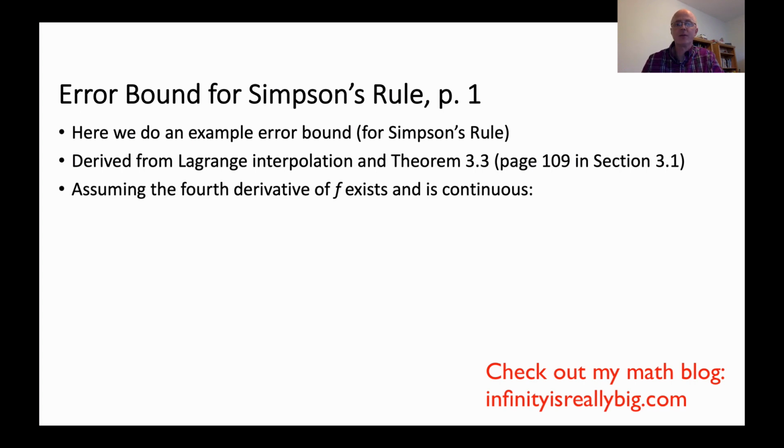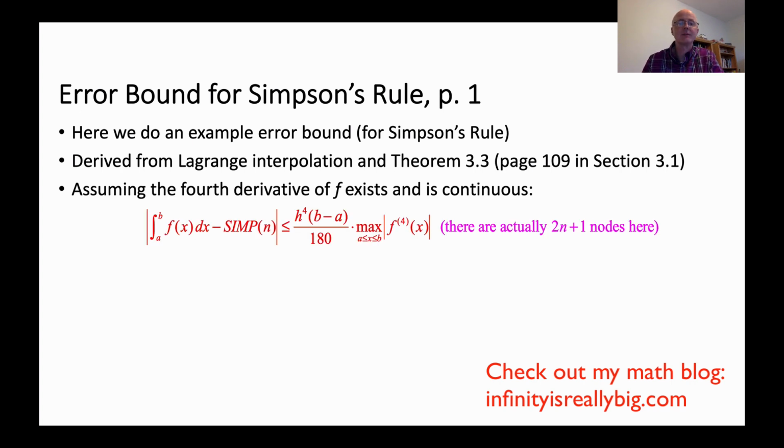Assuming the fourth derivative of f exists and is continuous, you can say that the absolute value of the error, actual value minus approximate value, in absolute value, the absolute error is bounded by less than or equal to this expression here, h to the fourth times b minus a, all divided by 180, times the maximum value of the absolute value of the fourth derivative of f. Okay, so kind of crazy here.